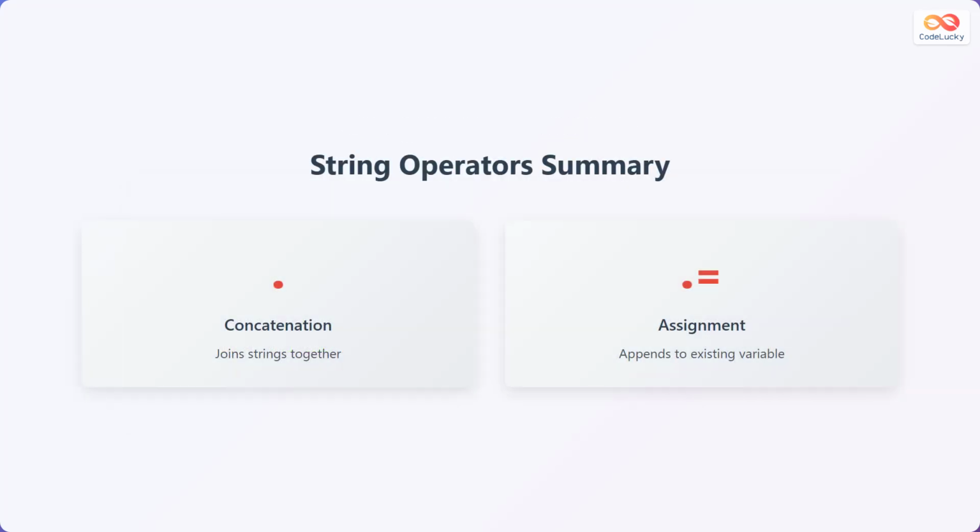Here is a quick summary of the string operators we've discussed. The single dot is the concatenation operator, which joins strings together. The dot equals is the assignment operator, which appends a string to an existing variable.